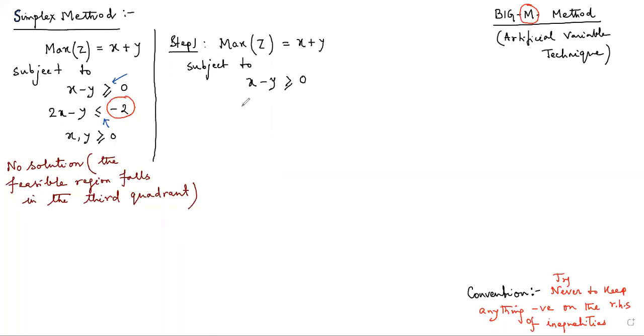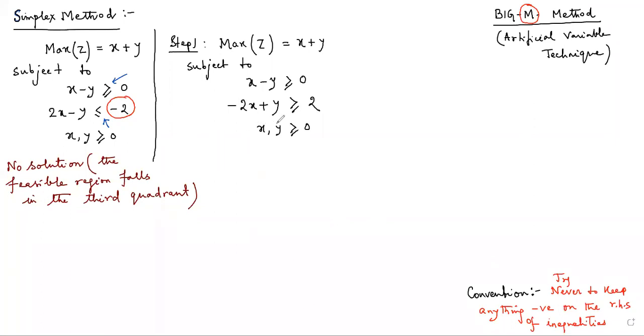The second inequality, we will multiply both the sides by -1 and we will get minus 2x plus y greater than or equal to 2. x, y greater than or equal to 0. So we are multiplying both the sides by -1. Okay. So this is my new system. This is my step number 1. We don't want to keep anything negative on the right hand side of the inequality. This is the first part.